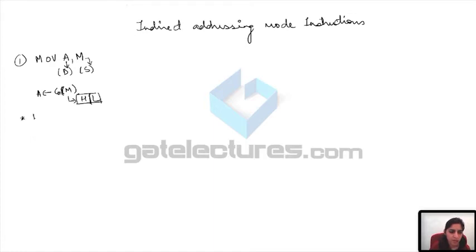So this is going to be a 1 byte long instruction. MOV A, B is also a 1 byte long instruction, and this is going to have two machine cycles.